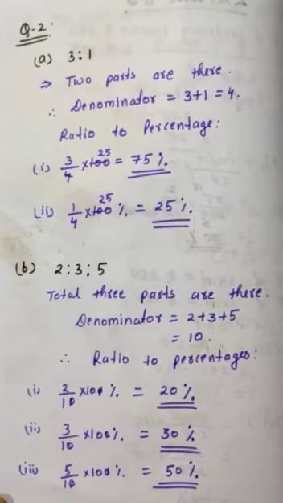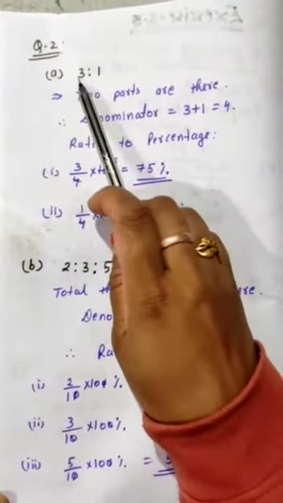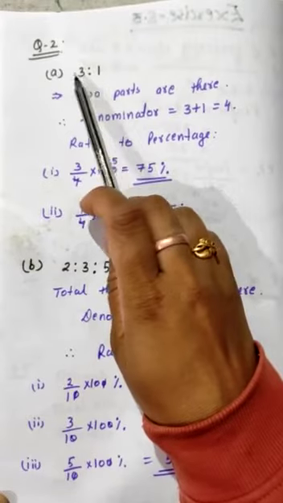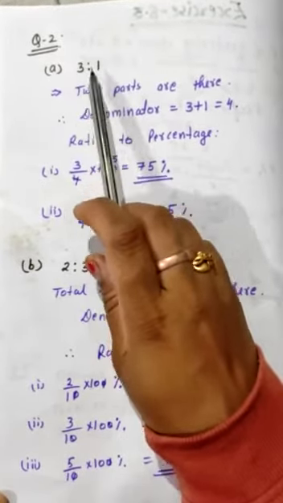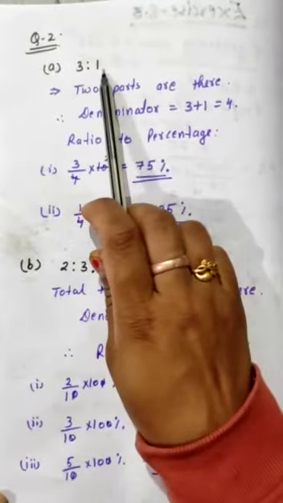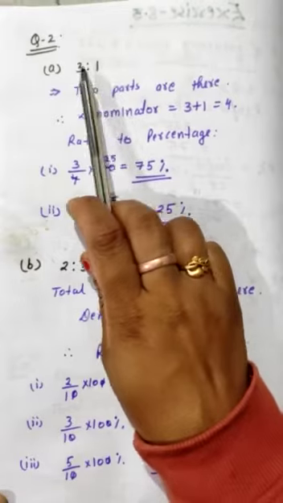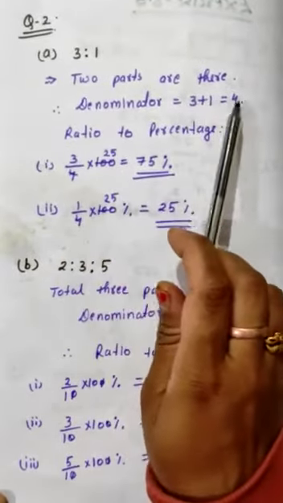The next question, as I told you, is ratio. You are given some ratio, and you have to find out the percentage of each part of the ratio. Now there are two parts, 3 and 1. I told you what will come in the denominator: the addition of these two. So I've written here the denominator will be 3 plus 1, which is 4.